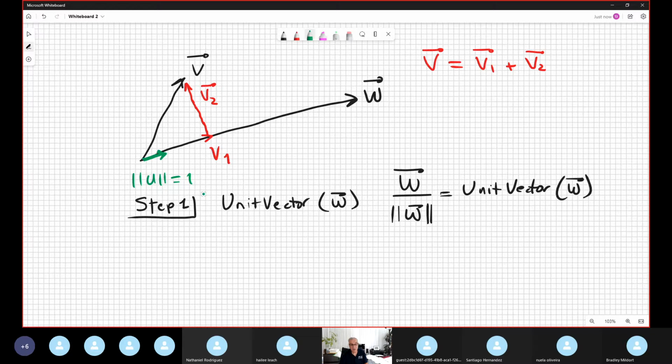So what is the reason? The reason is because this unit vector points in the same direction as W. Okay, so far everyone follow me?